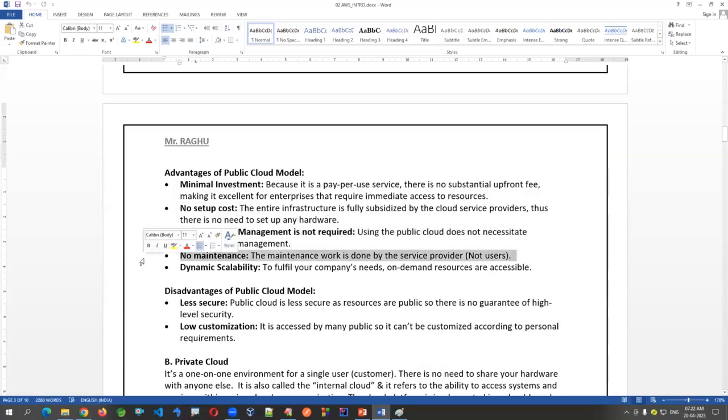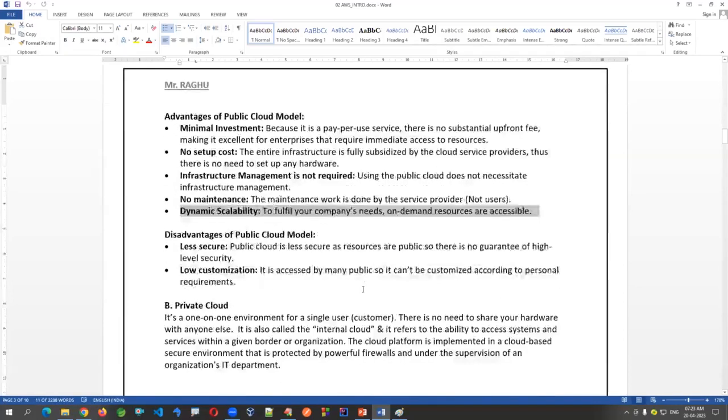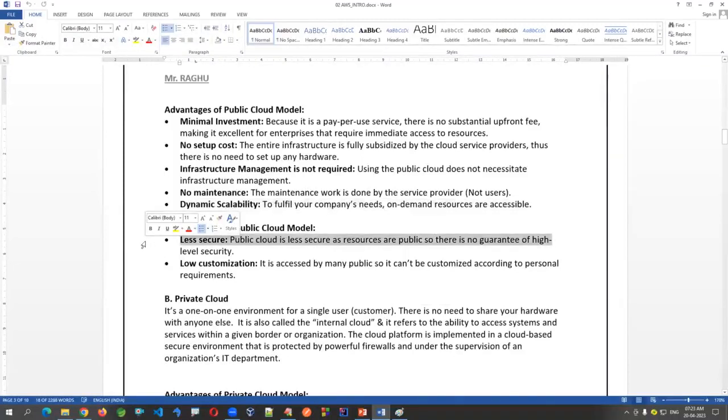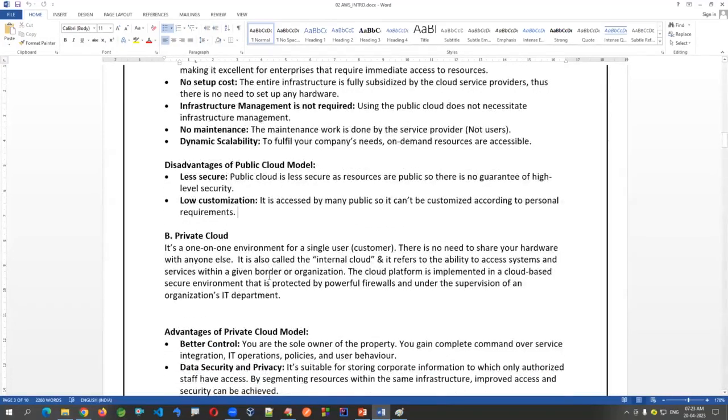No maintenance, dynamic scalability, yes, but you are keeping the application with another party. You should take care of standard security rules and have knowledge of security mechanisms. It's less secure, well, I should not say less secure. It's about how you use the security mechanisms that are in your hand. And low customization: you can't ask for a particular requirement. Whatever services they provide, you are using. Of course, AWS provides so many, but it's not tailored to your requirement.